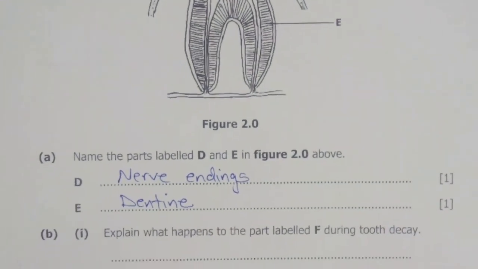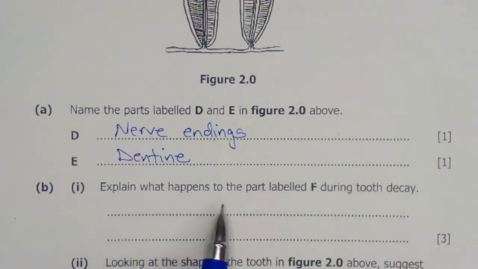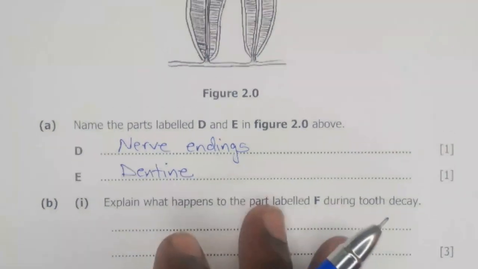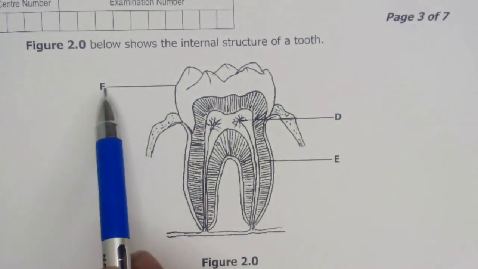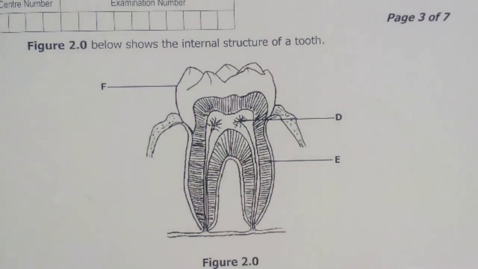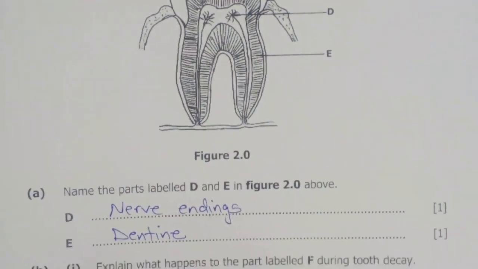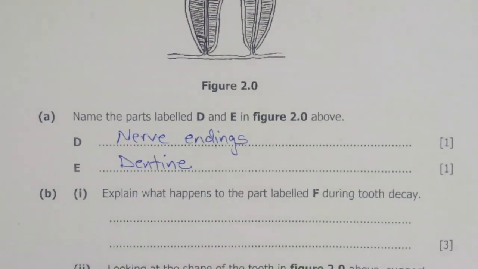So the next part of the question is B1, and B1 says explain what happens to the part labeled F during tooth decay. So we mentioned earlier that part F, this is the enamel. So the enamel will actually be attacked by bacteria as it is feeding on leftover food between the teeth by producing acids. So we can write down that explanation.